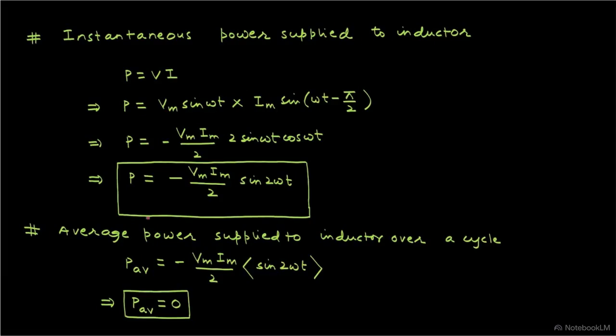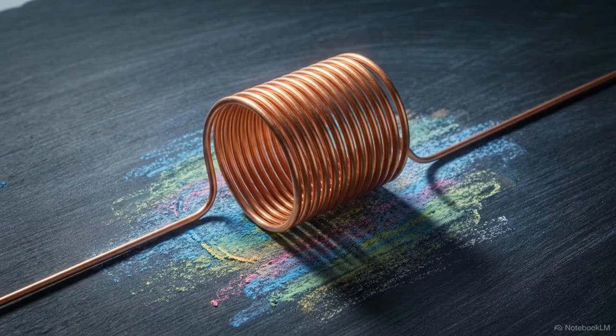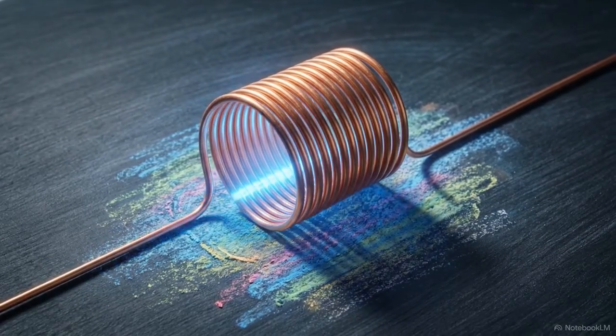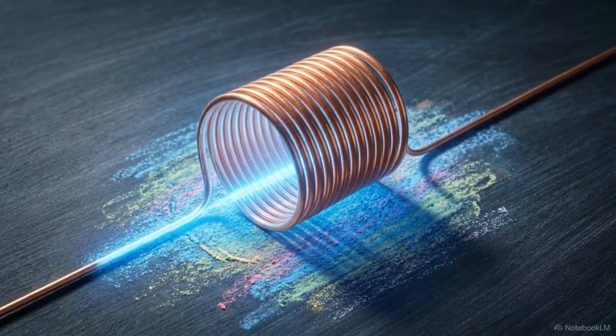Look at the conclusion block at the bottom. Because the positive math exactly equals the negative math, the average sum of power transfer over a full cycle is mathematically zero. An inductor cycles electrical energy with perfect mathematical symmetry, constantly borrowing and returning power to the circuit so that nothing is ever truly consumed.